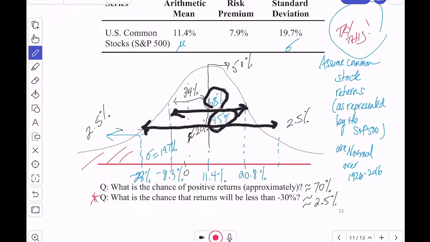So just some numbers I picked out. The chance that returns are positive is 70%, and the chance that returns will be less than negative 30% is very small. It's 2.5%. So this is an application of the normal assumption to common stock returns, and it explains why people tend to invest in the stock market, because your chance of positive returns is likely.